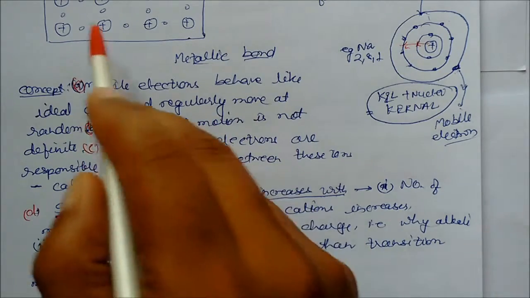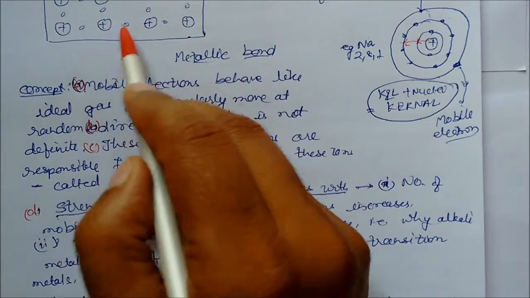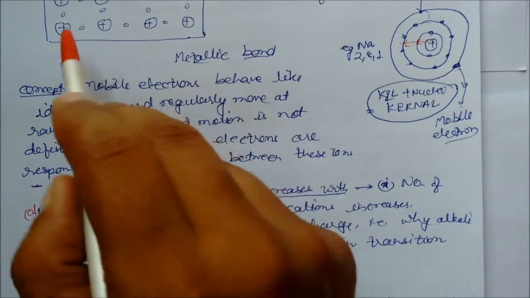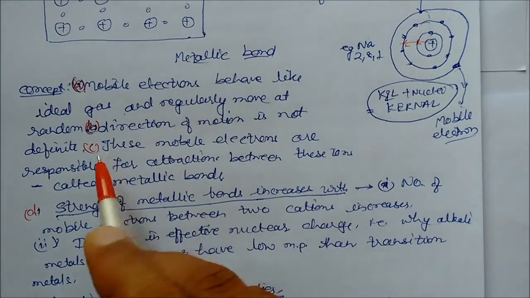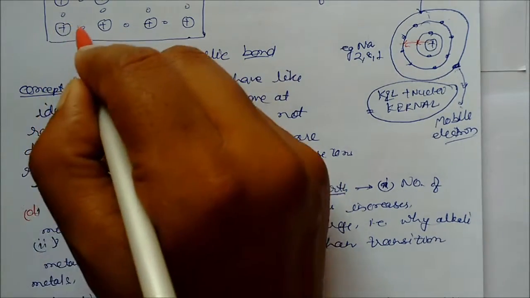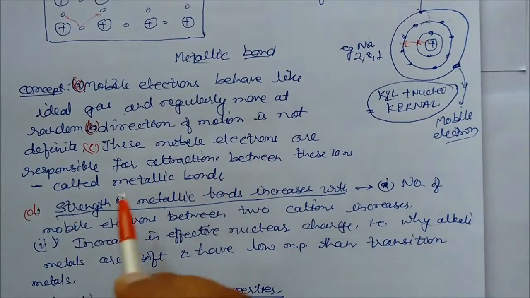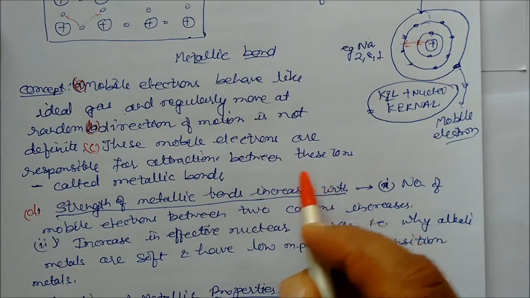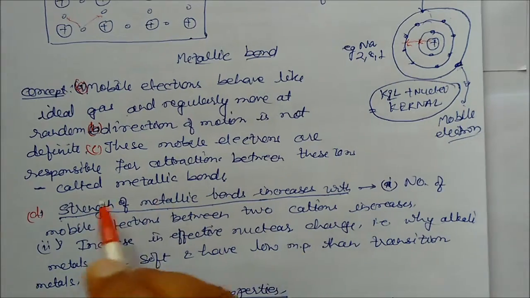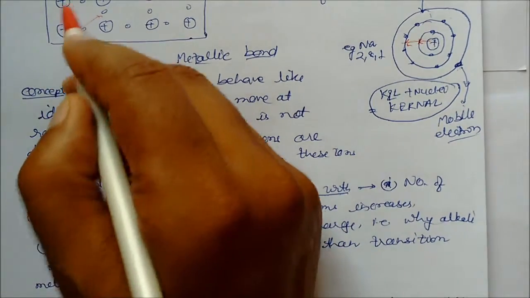As I said just now, this side, this side. If one electron moves this way, another electron will automatically occupy its place. It is never vacant. Second, the direction of motion is not definite. It can go up, down, this side, anywhere. These mobile electrons are responsible for the attraction between these ions, and this is called the metallic bond.